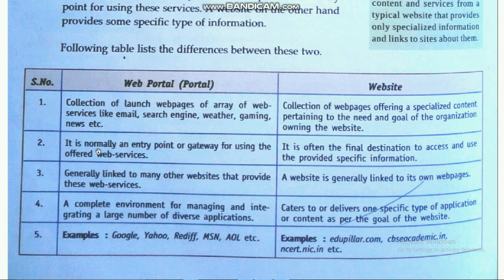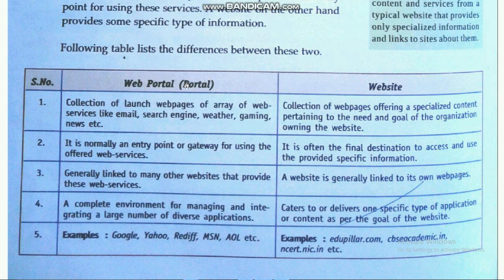The second one is, it is normally an entry point or gateway for using the offered web services, and the website is often the final destination to access and use the provided specific information. The third difference is, web portals are generally linked to many other websites that provide these web services, but a website is generally linked to its own pages.